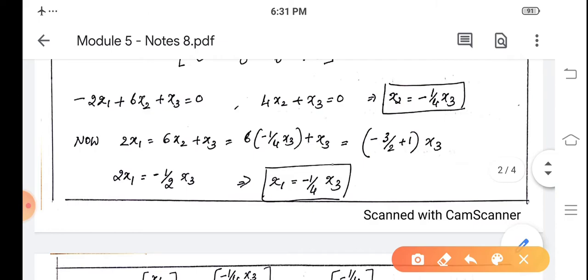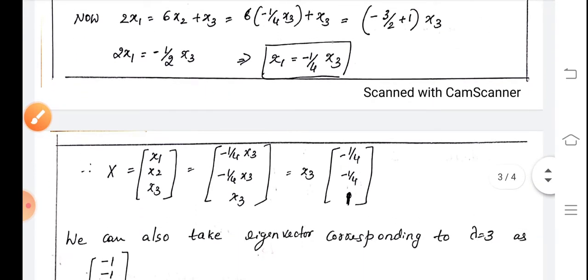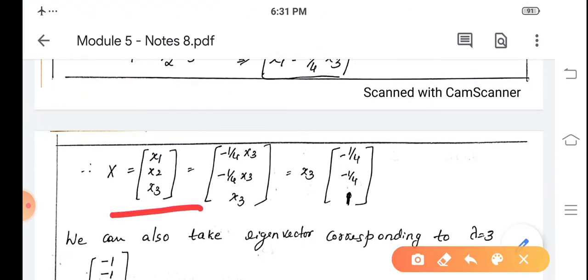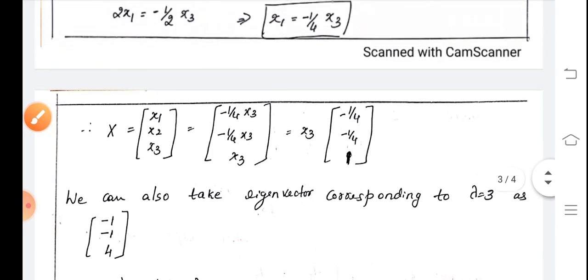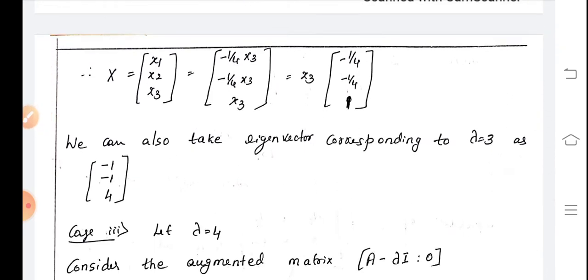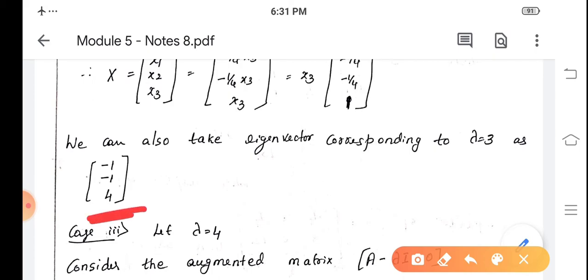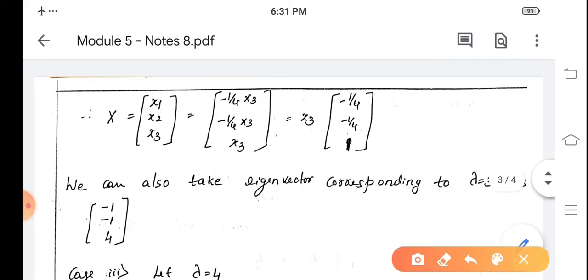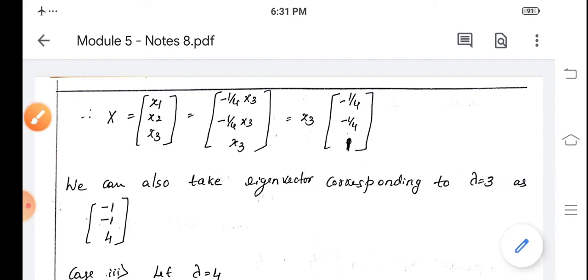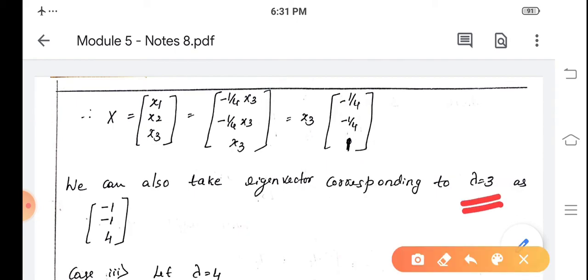So we have obtained pivot variables x1 equal to minus 1 by 4 x3 and x2 equal to minus 1 by 4 x3. Then we write the vector x equal to x1, x2, x3, that is minus 1 by 4 x3, minus 1 by 4 x3, x3. That will be x3 into minus 1 by 4, minus 1 by 4, 1. Or we can also take the eigenvector corresponding to lambda equal to 3 as minus 1, minus 1, 4, because any non-zero multiple of this is an eigenvector for lambda equal to 3.